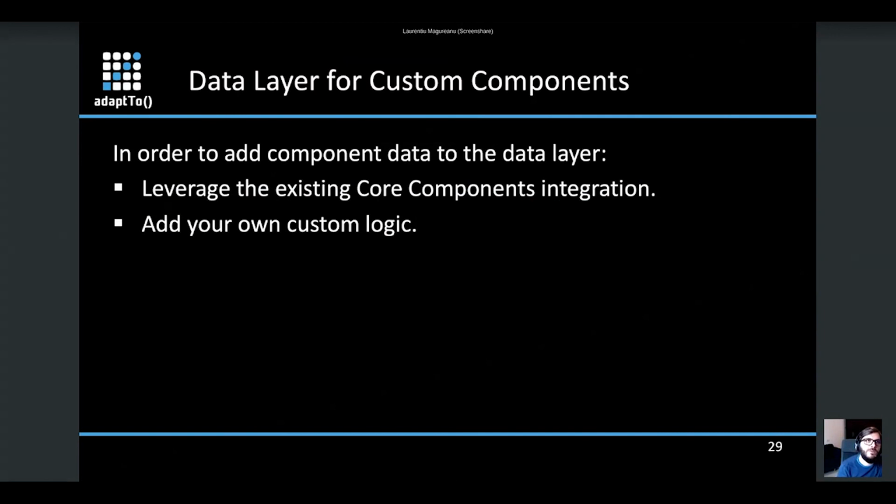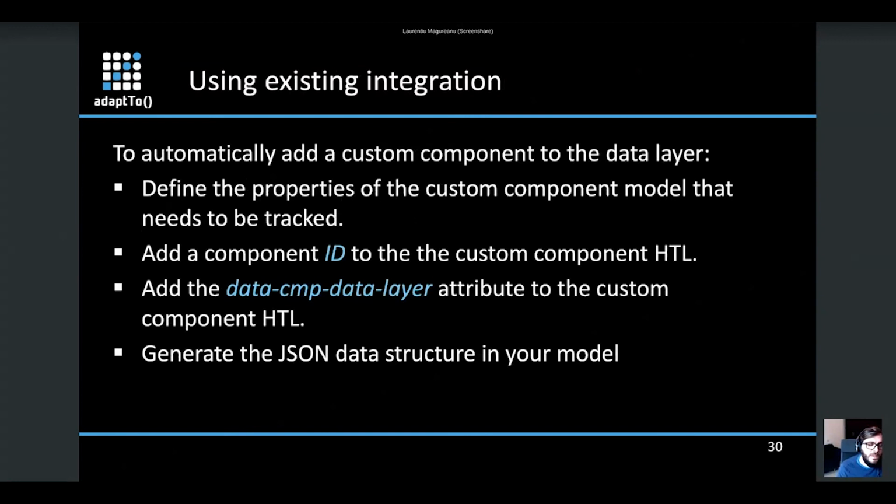You are free to use whatever approach you want, as long as in the HTL, in the DOM elements that belong to your components, you have that data HTML attribute with the JSON structure, as long as you mark all the elements as clickable and so on. So basically, you need to define the properties of your custom component that need to be tracked. So this is up to you. You define whatever needs ending up in the data layer.